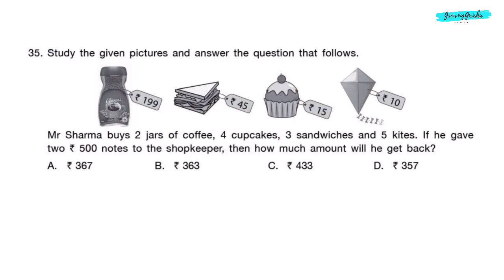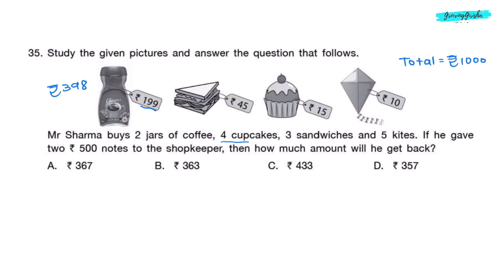Question 35. Study the given pictures and answer the question that follows. Mr. Sharma buys 2 jars of coffee, 4 cupcakes, 3 sandwiches and 5 kites. If he gave 2 rupees 500 notes to the shopkeeper, then how much amount will he get back? Total is rupees 1000. Now he buys 2 jars of coffee. 1 jar of coffee is 199. 2 jars of coffee will be 199 into 2. That is rupees 398.